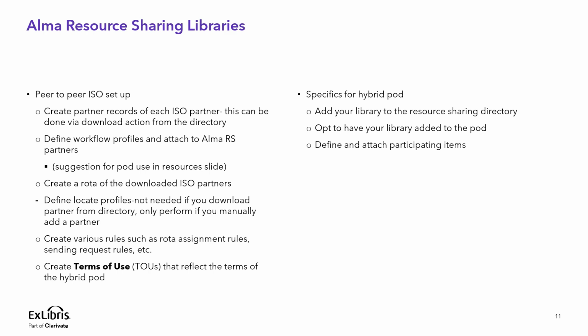For ALMA resource sharing, there are different steps, and that is because the ALMA resource sharing libraries are using standard ALMA peer-to-peer ISO standard set configurations and workflows when working with their pod partners. So those aspects are setting up your peer-to-peer ISO partners or creating your partner records. You can download one another from the directory instead of manually adding each other. This will be really helpful. And really a first step for moving forward with the hybrid pod conversation is adding your library to the resource sharing directory.